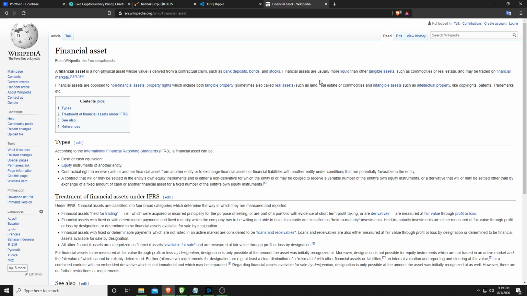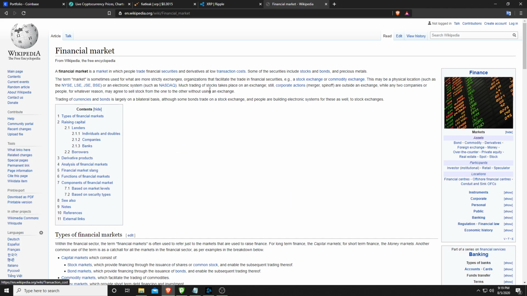So financial assets are usually more liquid than other tangible assets, such as commodities or real estate, and may be traded on financial markets. A financial market, by definition, is a market in which people trade financial securities and derivatives at low transaction costs. So it's a place where people will go to spend money, such as a store, or a way for people to trade that which has value, dollar bills, to other institutions with low transaction costs because of liquidity.